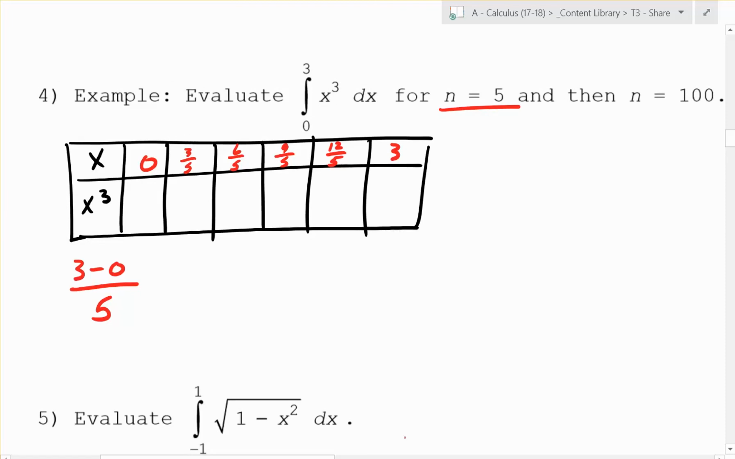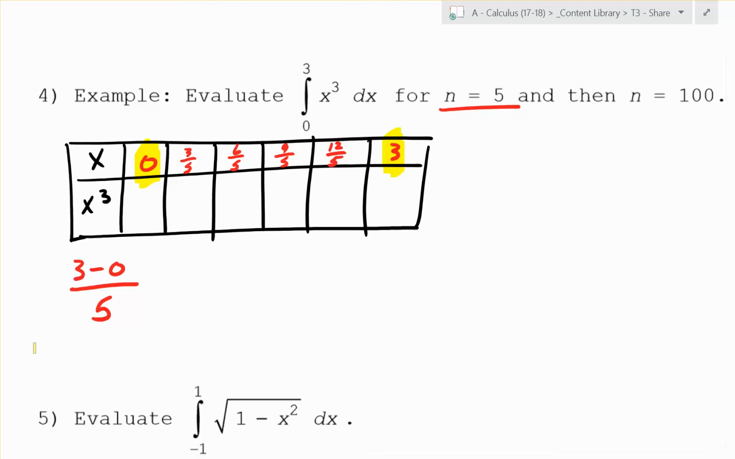So now we have our table, and we found that by writing in our first x value right here and ending with 3. And then we found the delta by doing 3 minus 0 over 5. So it's 3/5, then 6/5, then 9/5, then 12/5, then 3.